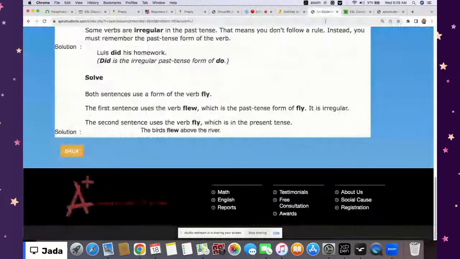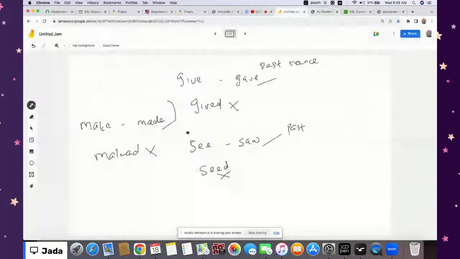And then fly, you cannot say flight. No, it is going to be flew for past. Okay, so flew is what you say for the past tense.